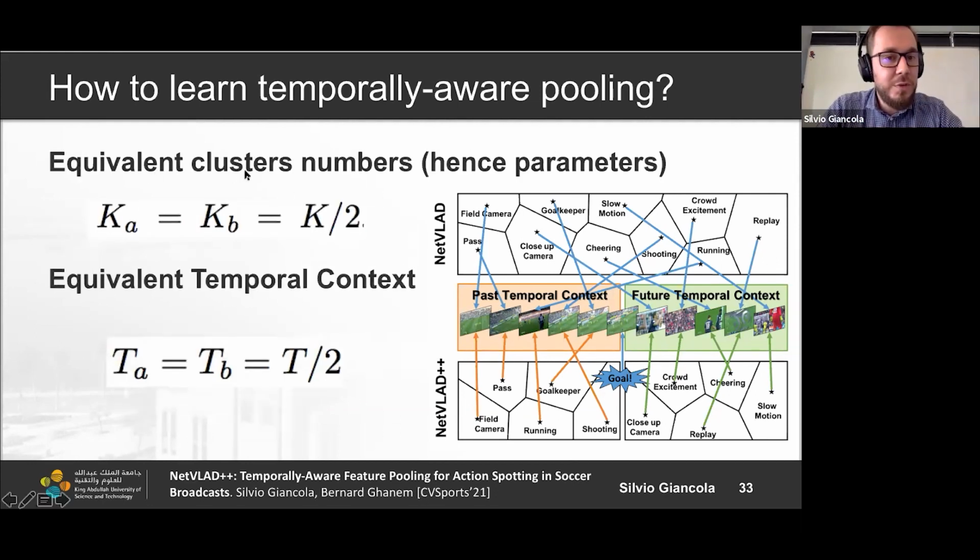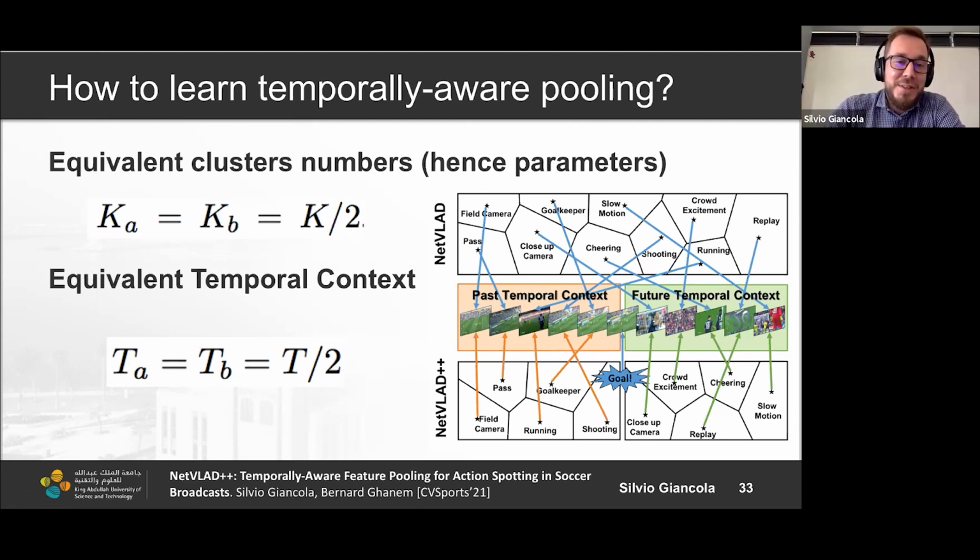So to have the equivalent number of clusters and hence the same number of parameters, you will define your number of clusters for after and before as half the number of complete clusters that you have. And you also have an equivalent temporal context, TA and TB. Of course, one could play with those hyperparameters, maybe focusing on a higher vocabulary of what happens after or before, also having different temporal context after and before. I have not played with that, and I fixed them to be T/2 and K/2.